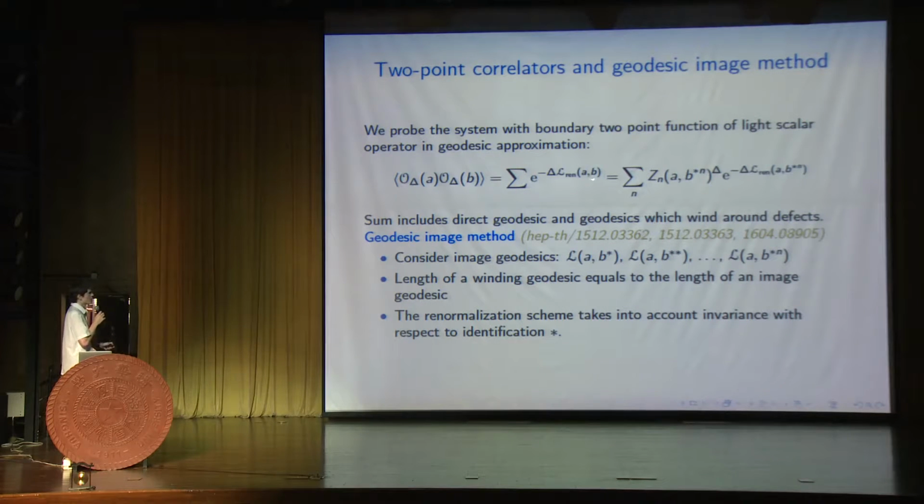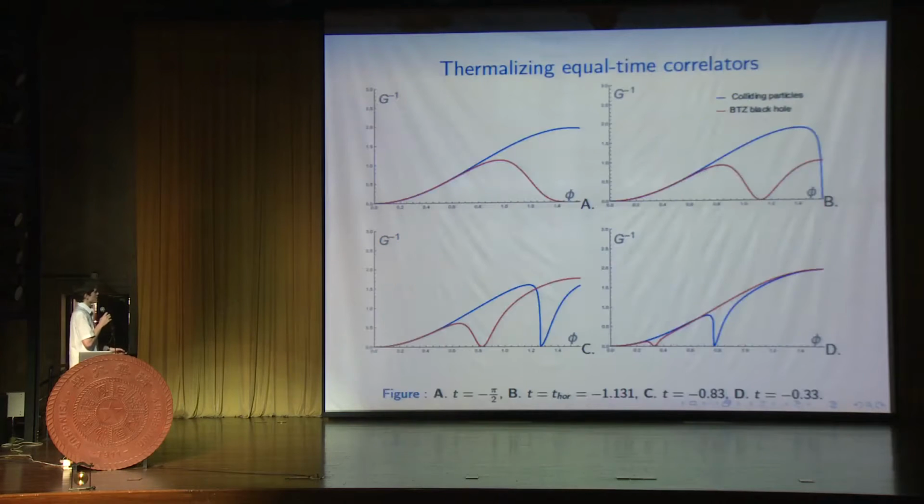in which we have to sum over all geodesics between 2 given boundary points. Since we have defects in the bulk, we have to deal with winding geodesics. We have to take into account winding geodesics as well as a direct geodesic. To do that, we use a geodesic image method developed in our previous work, the basic idea of which is that the length of a winding geodesic equals the length of a geodesic to a point which is obtained by acting with the identification isometry on the original point. And we also apply the holographic renormalization scheme which takes into account this identification.